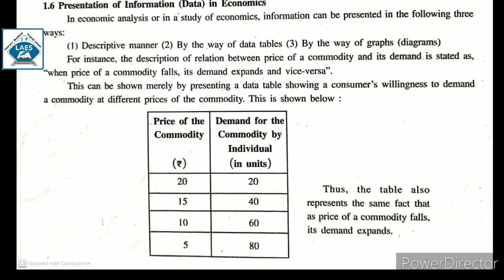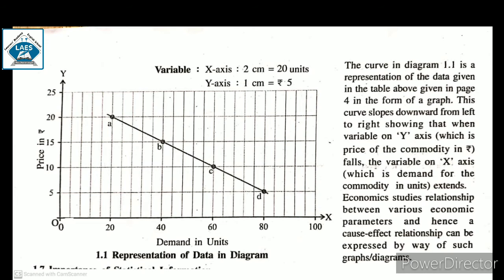Thus, the above table represents the fact that as the price of a commodity falls, the demand expands. प्राइस घटती है, डिमांड बढ़ती है. प्राइस घटेगी, डिमांड बढ़ेगी. हमें ये चीज़ याद रखनी है. अगर प्राइस बढ़ेगी, डिमांड घटेगी. ओके. The thing which we have seen in a tabular form, that we will see in a diagram form.